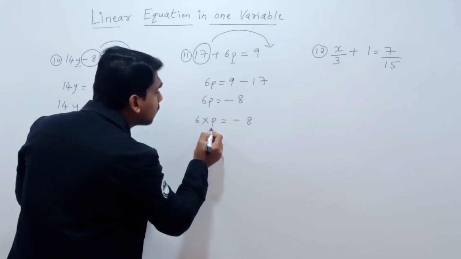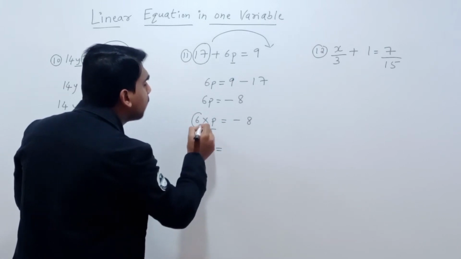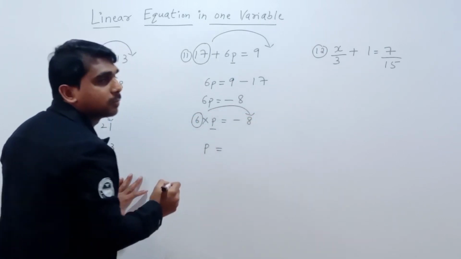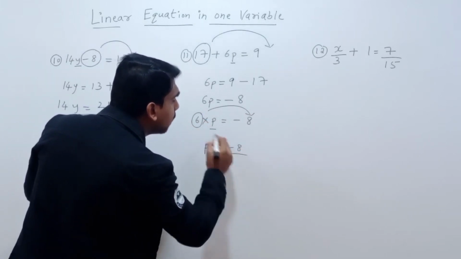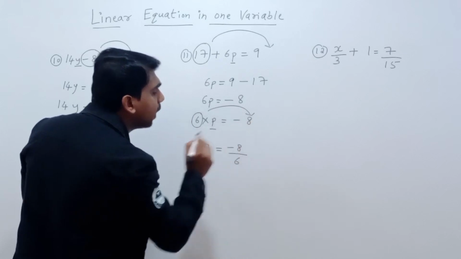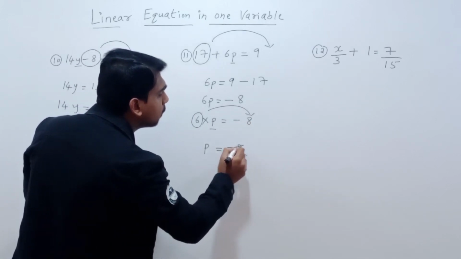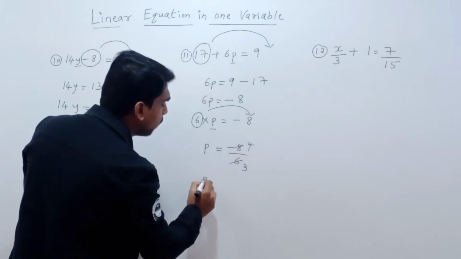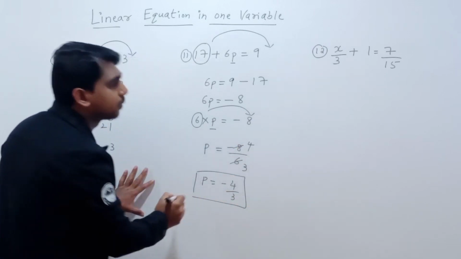8. Now 6p means 6 into p is equal to minus 8. Here, since we have to find the p value, we will keep it on the left side. The remaining part will move to the right side. Since it is multiplied, it will become divided by when it is moved to the right side. Now we will cancel. 2 threes are 6, 2 fours are 8. P value is minus 4 by 3.